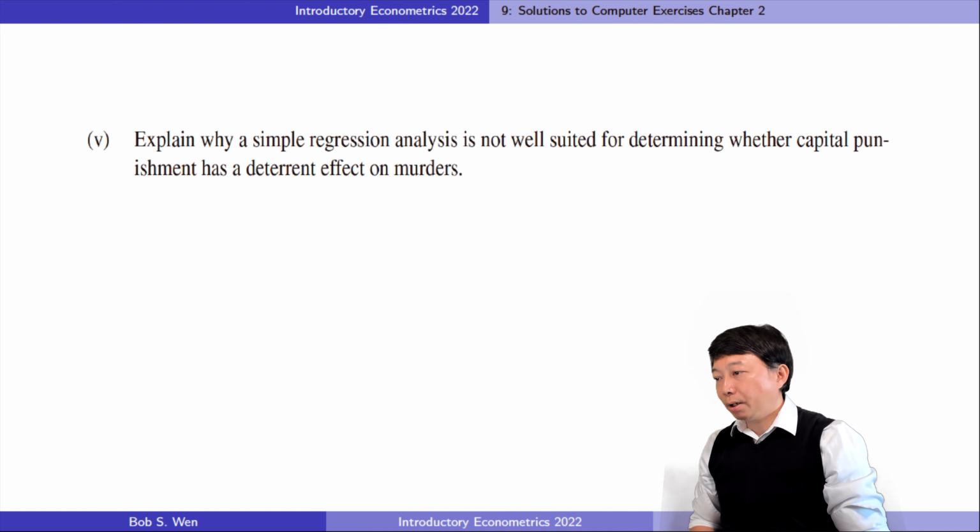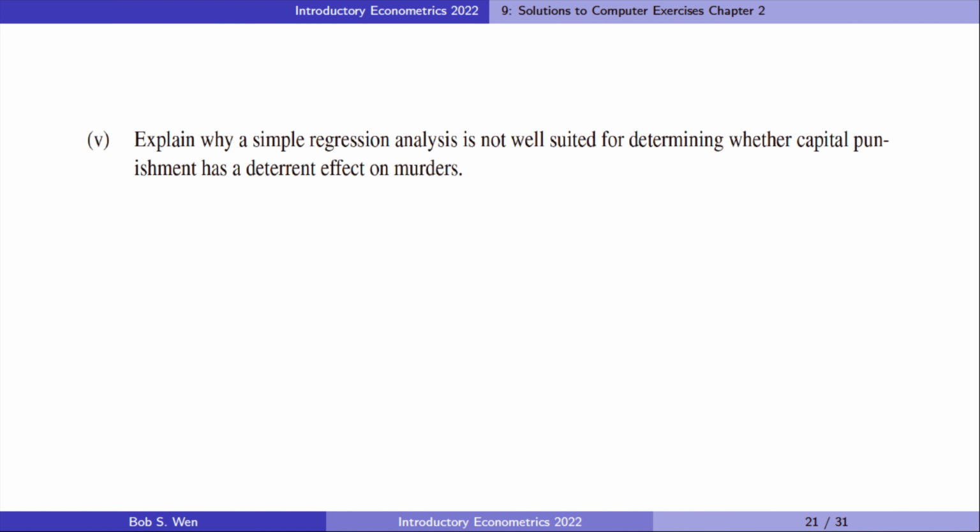Another issue is the direction of the effect. The number of murders could also affect the number of executions. A county with more murders is more likely to carry out executions. If there is simultaneous causality, and OLS regression picks up both effects, the OLS estimate is biased. In a word, the zero conditional mean assumption is very likely to be violated in this case.